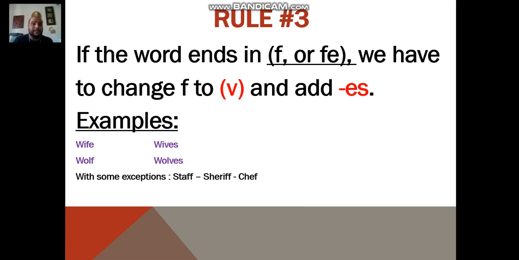Rule number 3: if the word ends in F or FE, we have to change F to V and add ES. Here he says we have to change. I'm so sorry, I don't have to do that because I have exceptions. You see, if the word ends in double F, you're not going to change it into VES. You can see the exceptions down here: staff, sheriff, chef. Those you're going to add only S.